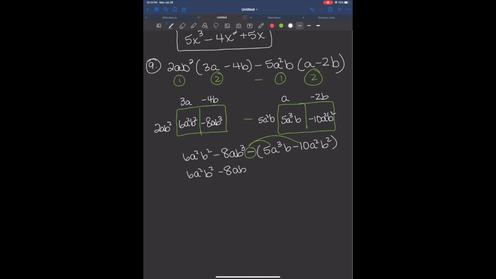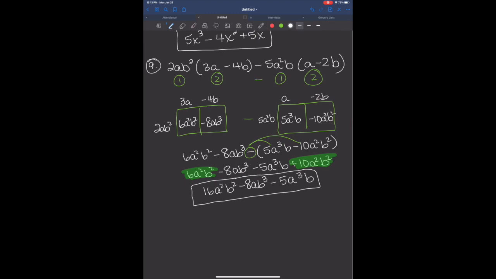When we distribute the negative, that changes the sign of everything, and then we are going to combine the like terms. If you can tell, we have two things with the same variables and the same exponents, the a squared b squareds. Those get added together and everything else stays separate because they're not like terms.